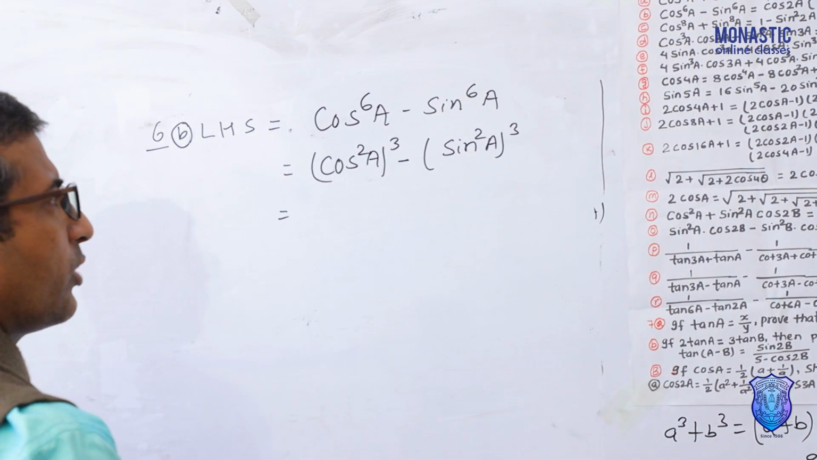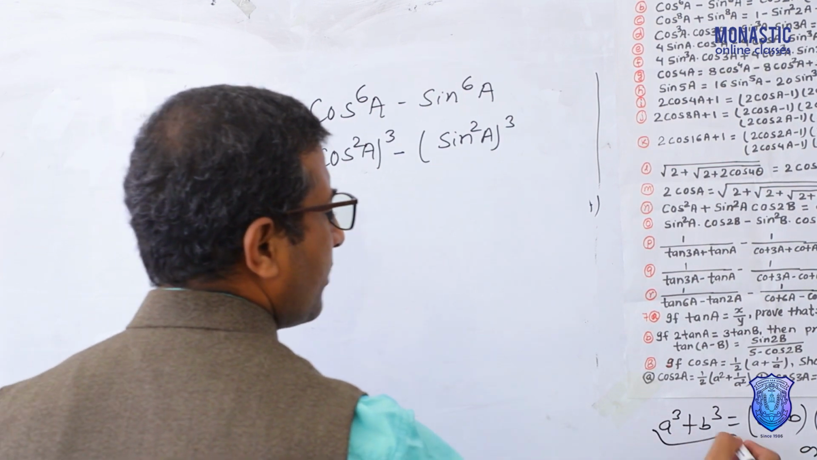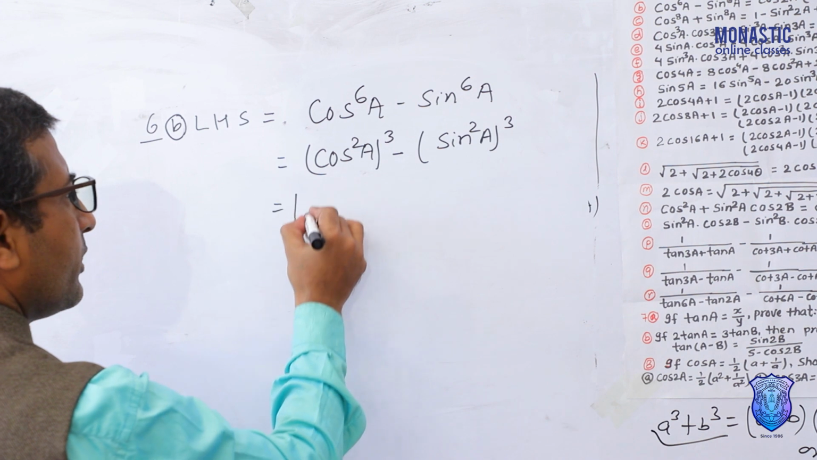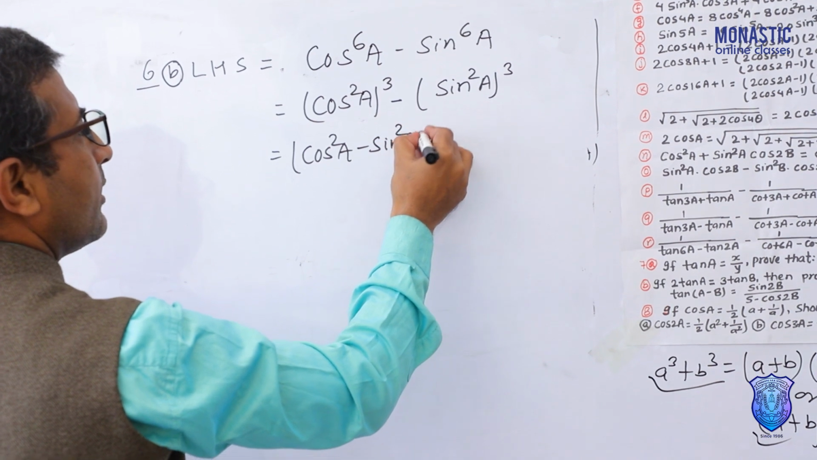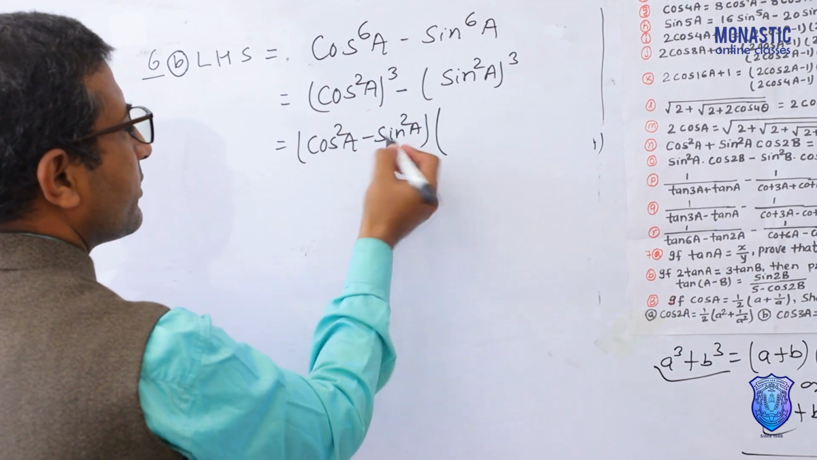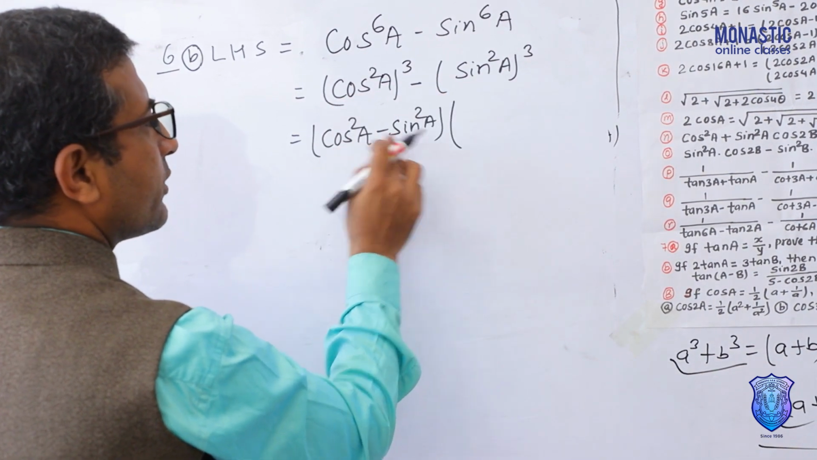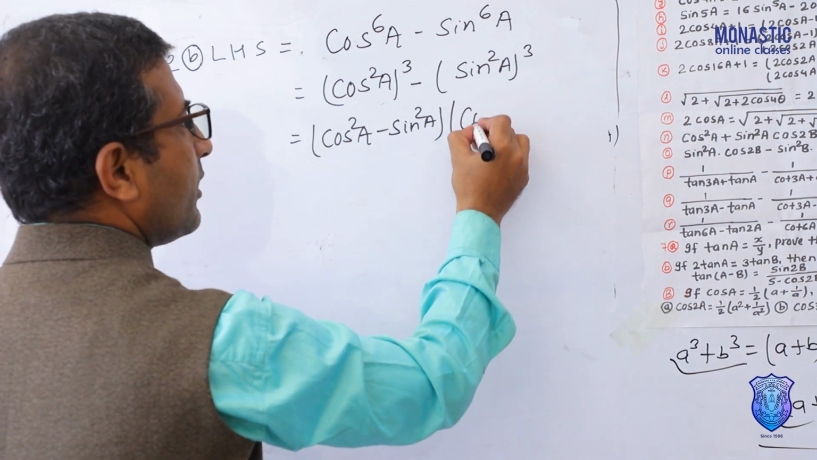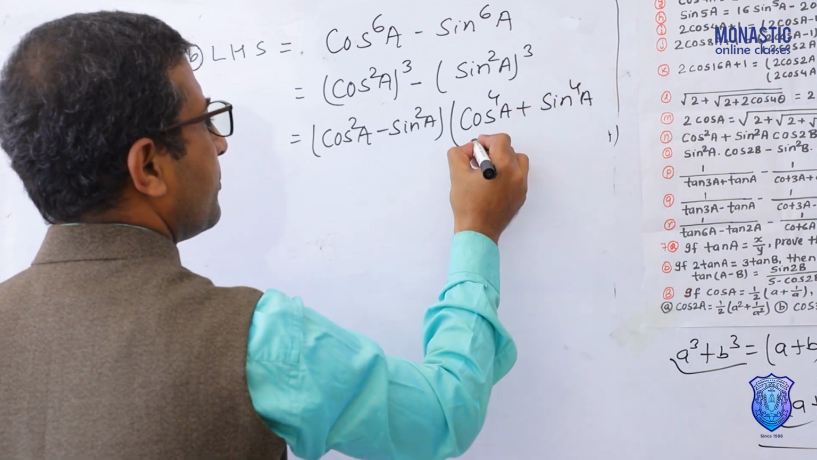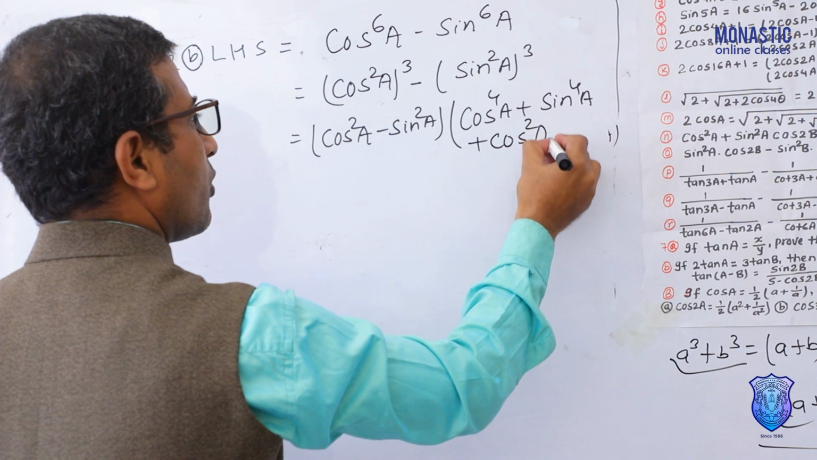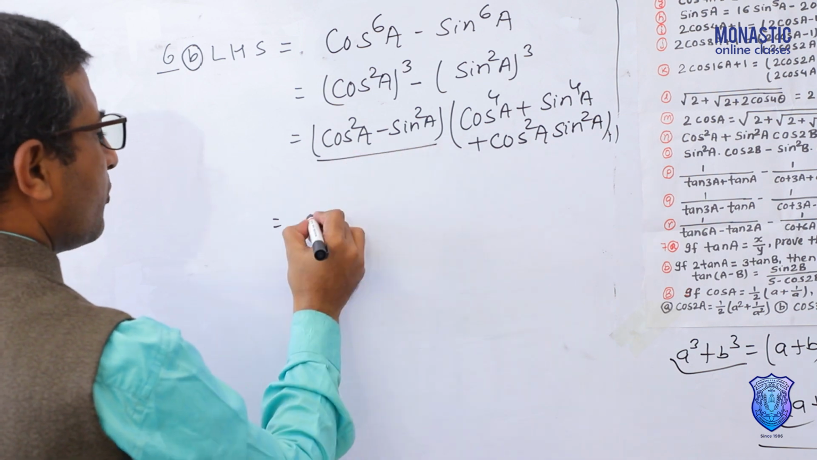Again, we have two formulas for a cube minus b cube. Which one will we prefer? As earlier I told, we can use both, but I will prefer the factor formula here because we want cos 2A, and this is the formula of cos 2A. (a minus b), we have written (cos square A minus sin square A), times (a square plus b square plus ab), that is cos square A plus sin square A plus cos square A sin square A. We have a formula for this.